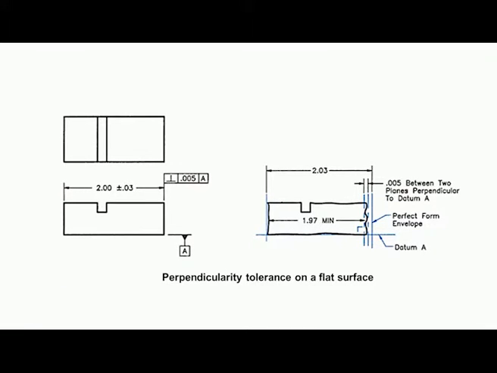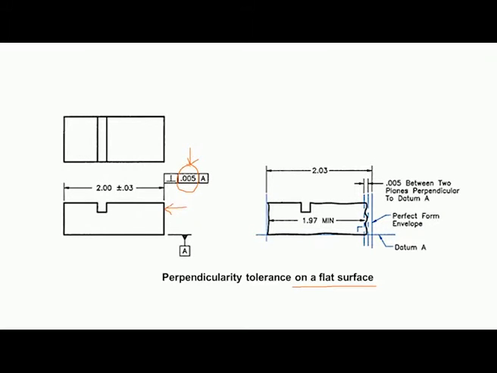Now, these pictures show the perpendicularity tolerance on a flat surface. This is the workpiece and this is the datum reference surface, and this is the surface which is to be perpendicular to the datum, and the tolerance that is allowed is 0.005 millimeter, that is 5 microns. This surface should be perpendicular to the datum within this allowable deviation.